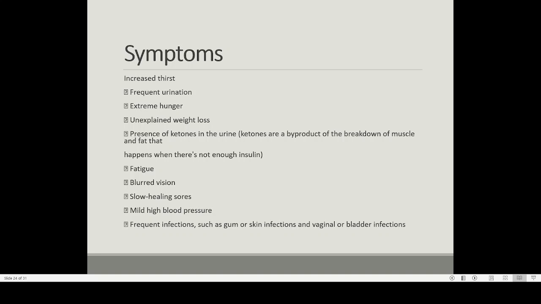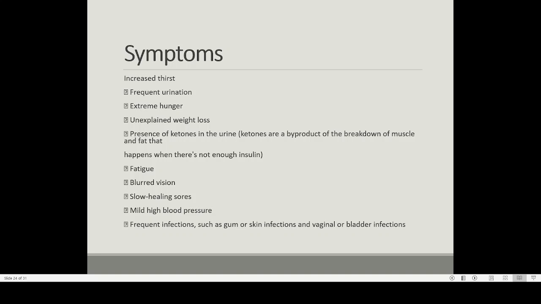There will be more frequent urination. There is extreme hunger. The people will have more hunger. The reason is that, as I told you, the cells are not able to take glucose from the bloodstream into the cytoplasm. So there is glucose in our body, but cells are unable to take that glucose into the cytoplasm, and they will be starving. That results in extreme hunger. Then sudden weight loss. The person may have a sudden loss of weight. Then presence of ketones in the urine. That is also an important situation.